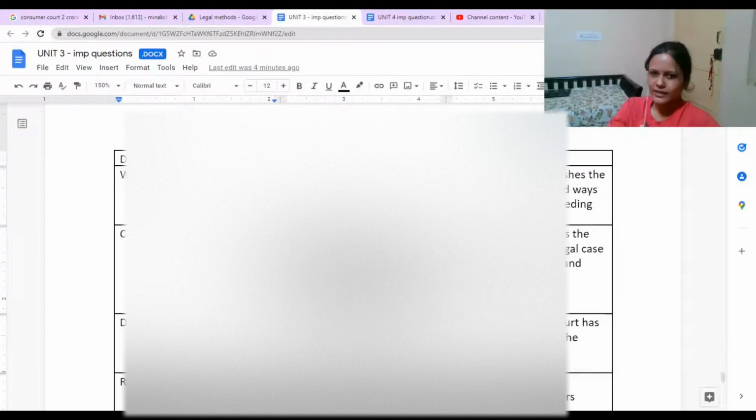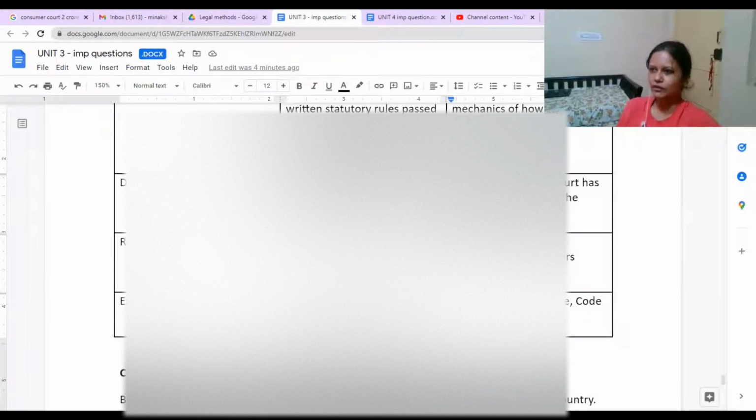Okay. So substantive law consists of written statutory rules which are passed by the legislature that governs how people behave. It also explains our rights and responsibilities. Procedural law governs the mechanism, how a legal case flows, and all the different types of steps which are involved in the case.